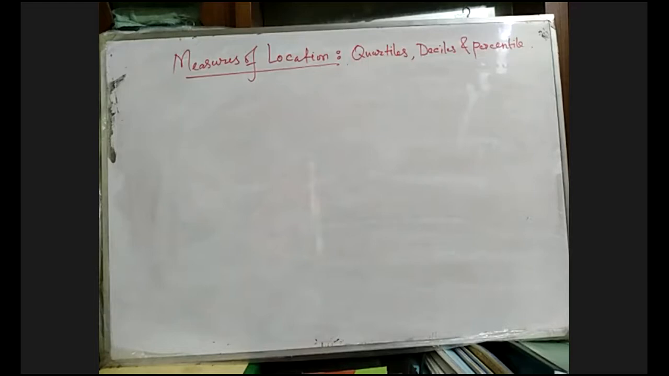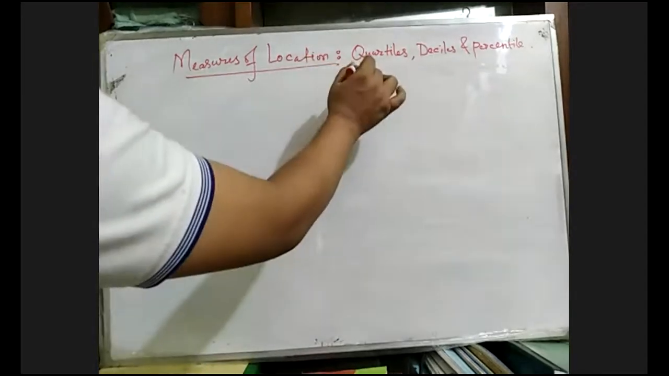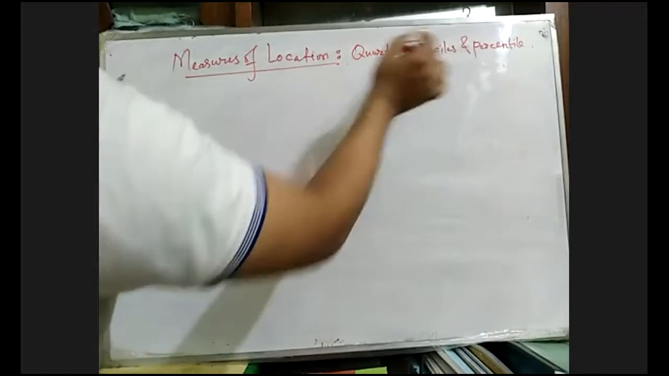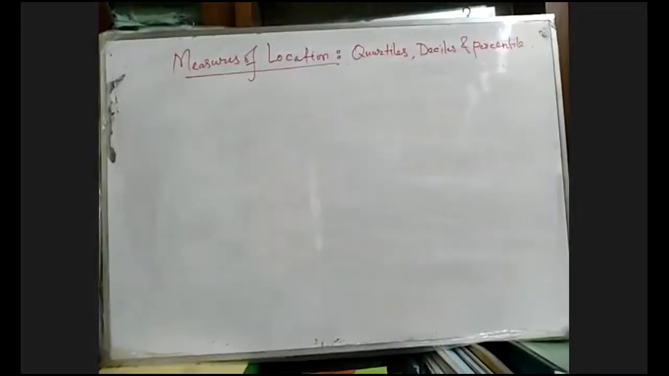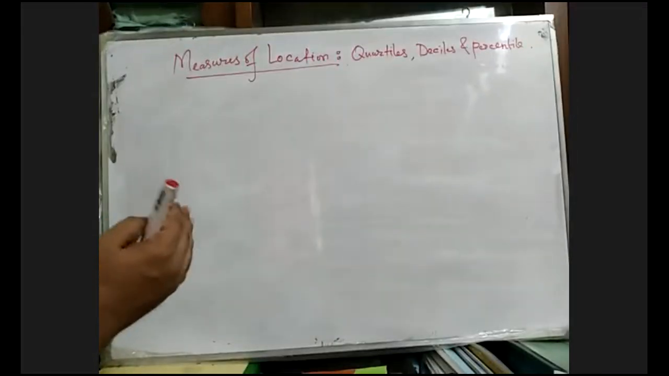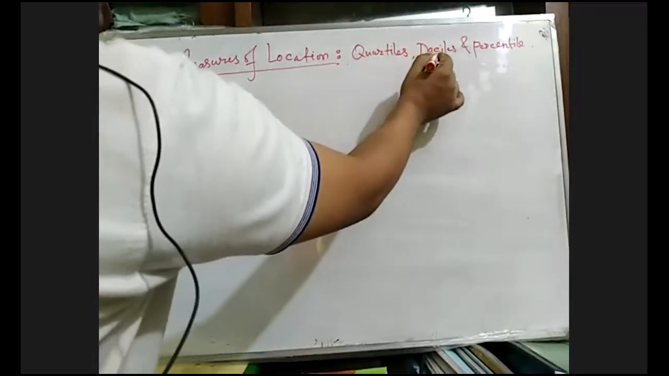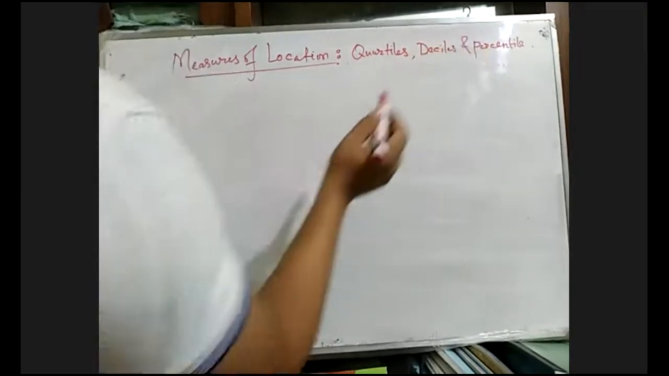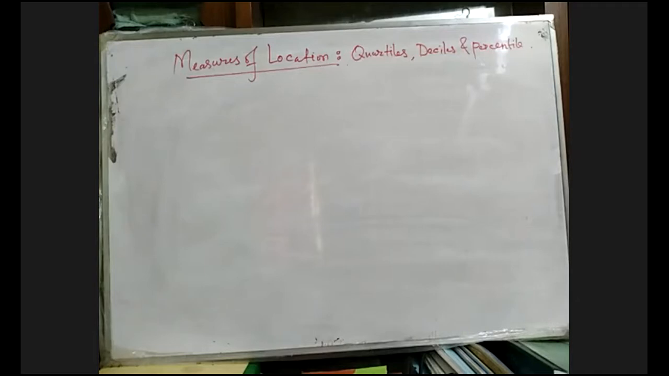So today we'll start another new part of measures of central tendency. That means measures of location for quartiles, deciles, and percentiles. Actually, quartiles mean one-fourth, deciles mean one-tenth, and one-hundredth part will be percentile.